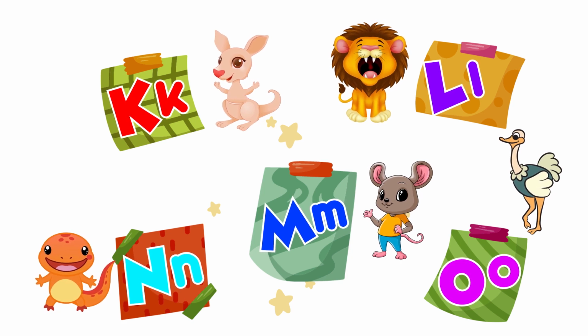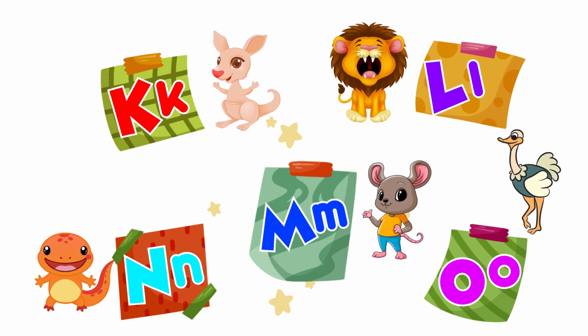M is for mouse, m, m, mouse. N is for newt, n, n, newt. O is for ostrich, o, o, ostrich.